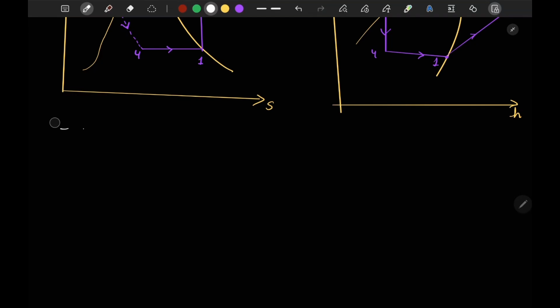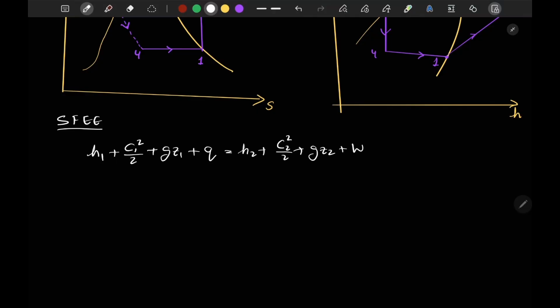So before that, let's write our steady flow energy equation first. The steady flow energy equation is h1 plus C1 square by 2 plus g z1 plus q is equal to h2 plus C2 square by 2 plus g z2 plus w. But one thing I should first mention: let's write it in terms of kilojoule, so we multiply this by m.